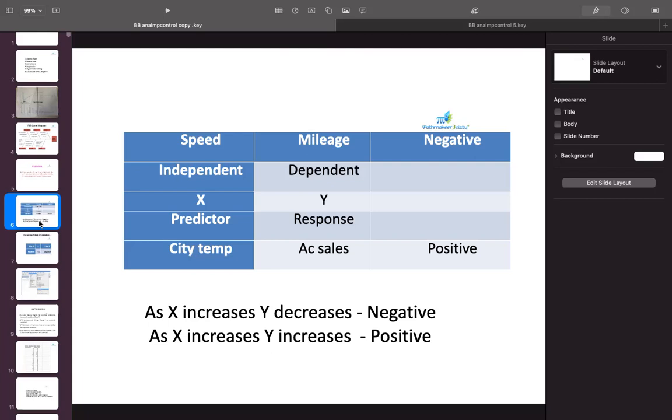So when X increases, Y decreases. That is called negative correlation. Okay. When X increases and Y decreases, that is called negative correlation. When X increases and Y also increases, that is called positive correlation. Okay. So we're going to see whether it is positively correlated or negatively correlated.